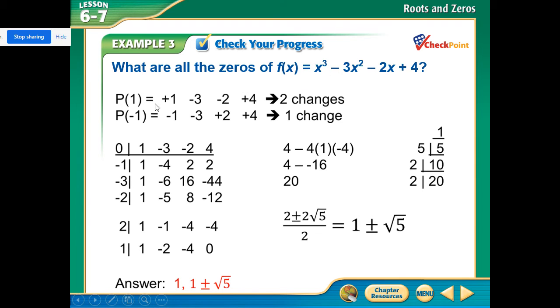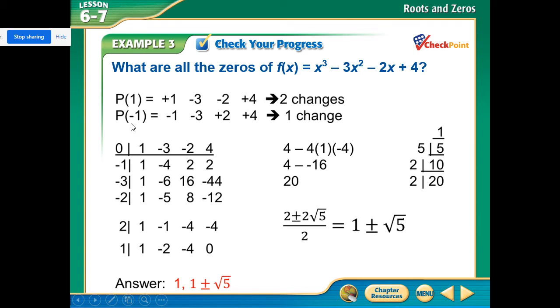So I'm just taking the coefficients for when I put in 1. So it's +1, -3, -2, 4. That's 1 sign change there and 1 at the end, so 2 total. And then I'm going to do the -1. So this switches and this switches. The other ones stay the same. That only gives me 1 change. So again, I know there's a negative, maybe 2 positive, maybe 2 imaginary. I don't know. So let's start with this negative idea.